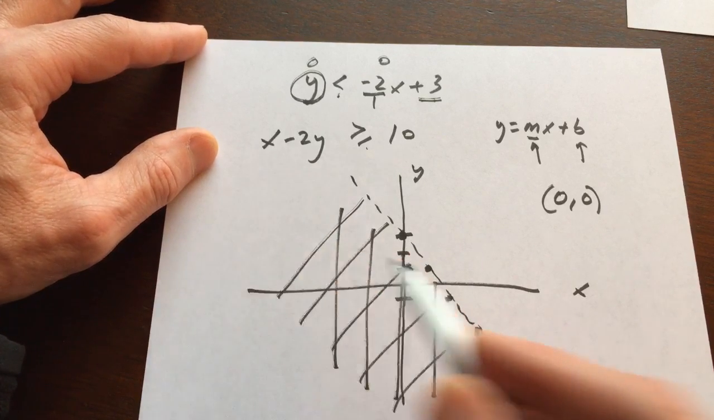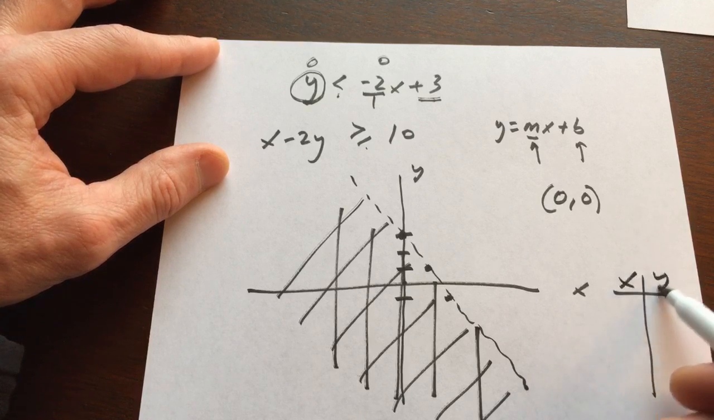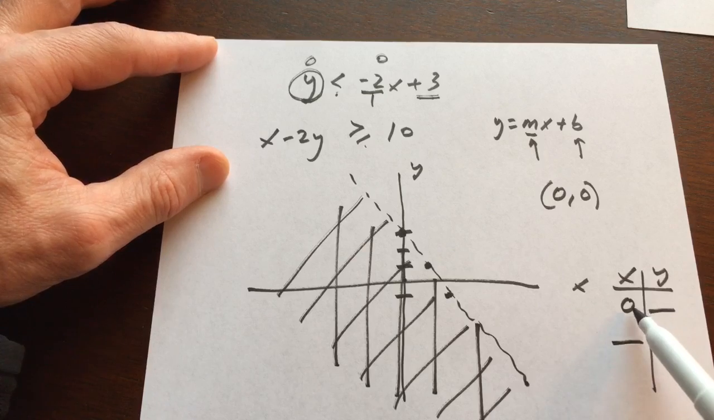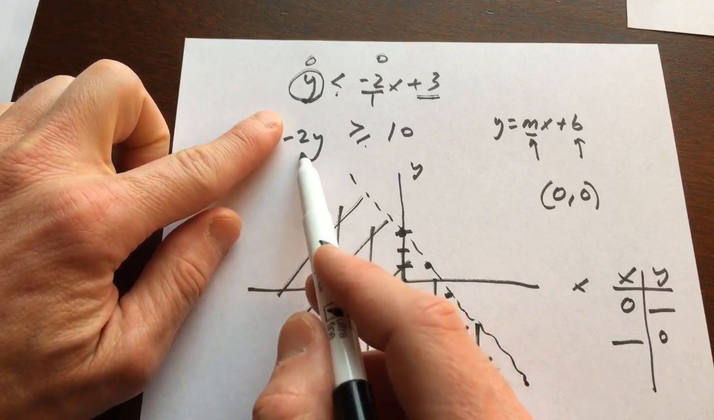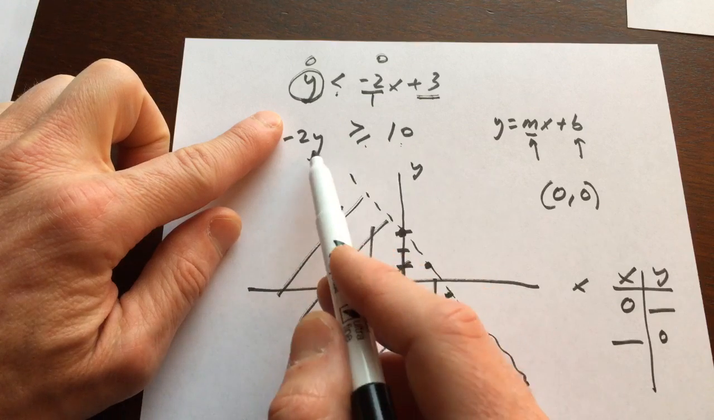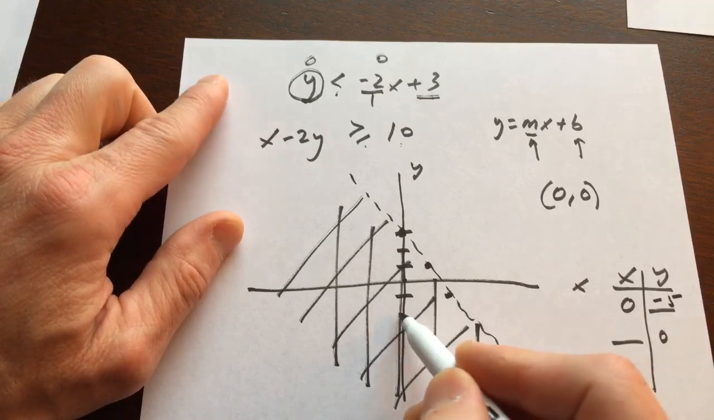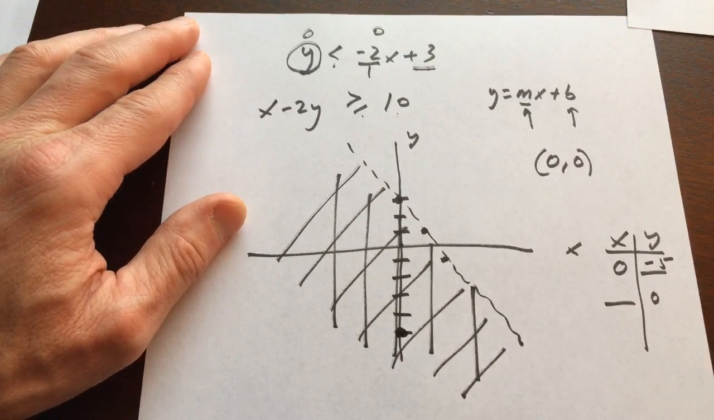So I'm just showing you 2 different techniques for the same problem here. But what I'm going to do is make a table. I'm going to set x to 0 and I'm going to set y to 0. If I set x to 0, 0 is just going to be 0, so I'm covering that up. Divide both sides by negative 2, y comes out to negative 5. So what that tells us is it's going to cross the y-axis right down here at negative 5, right?